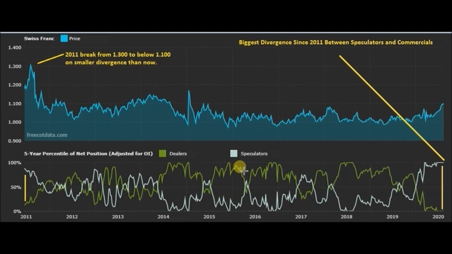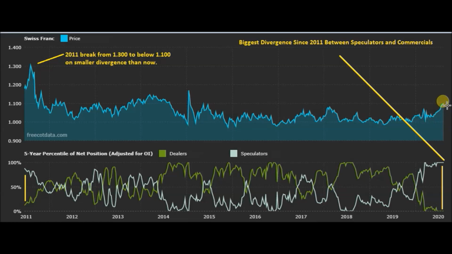But yeah, what we're really interested in here, of course, is what the dealers, the commercial hedgers, the smart money are doing against speculators. When you're trading the COT, don't trade every twist and turn between the two groups. You want big divergences, and we've got a really big divergence at the moment. You can see it here. Speculators, their biggest long position since 2011, and the commercials are heavily short against them.